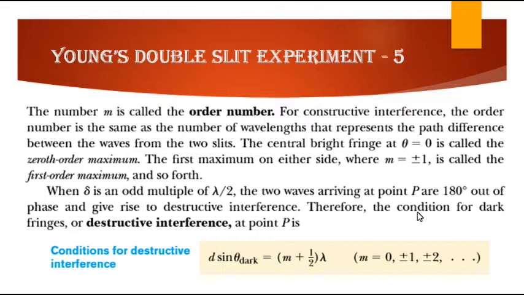and so forth. When delta is an odd multiple of lambda by 2, the two waves arriving at point P are 180 degrees out of phase and give rise to destructive interference. Therefore, the condition for a dark fringe or destructive interference at point P is d sin theta dark equal to m plus half times lambda, where m is equal to 0, plus minus 1, plus minus 2, etc.